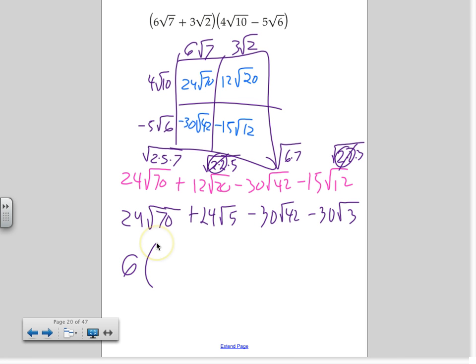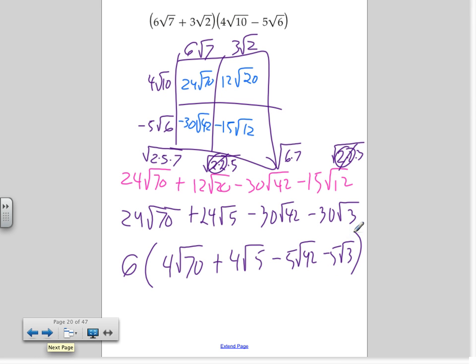That means we'll have 4 rad 70, and what about this? Negative 5 rad 42, negative 5 rad 3. And I took out the outside. Let's take a look at the inside. I have 70, 42, 3. No GCF for the inside, so we're done. That's it. We're good.